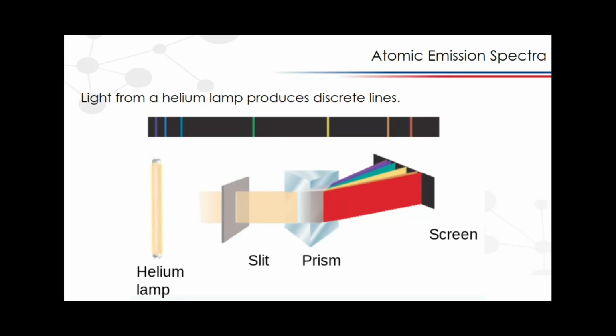The wavelengths of these spectral lines are characteristic of an element, and they make up the atomic emission spectrum of the element.